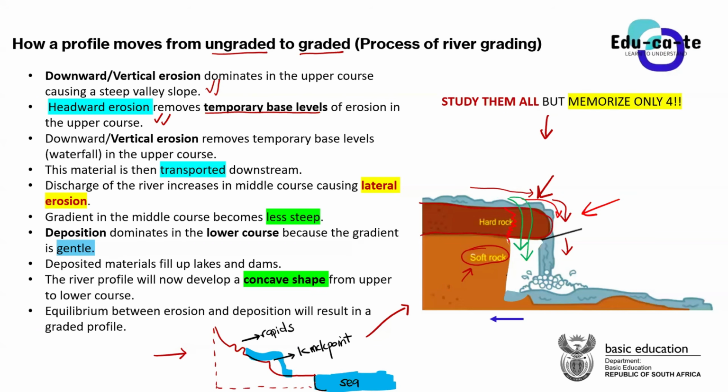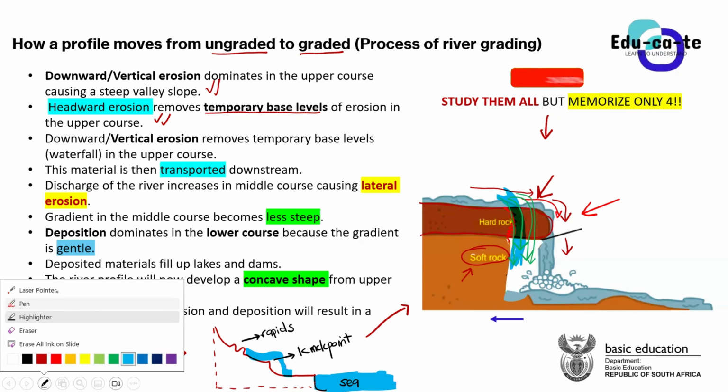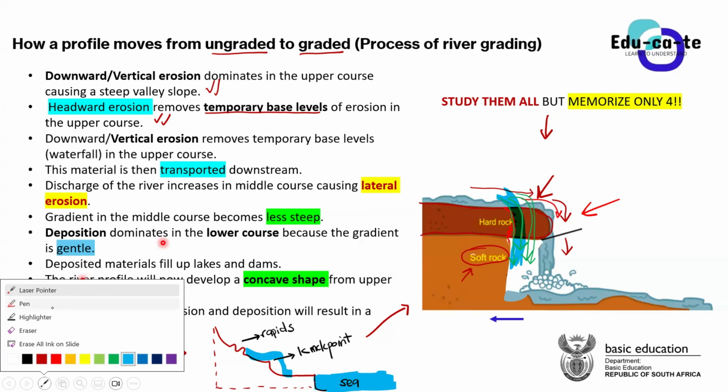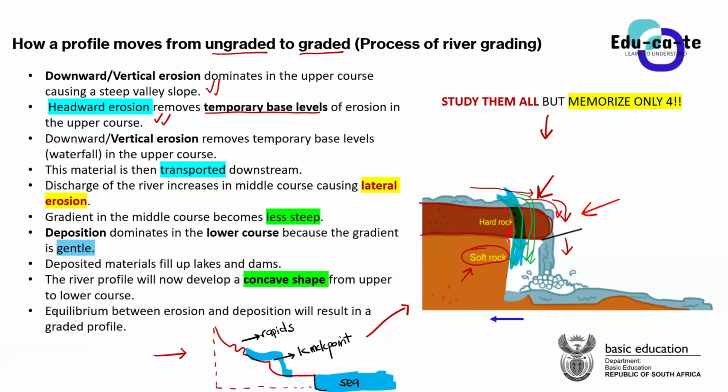Let's just say now the hard rock has broken down. It has broken down because it is left unsupported. Do you guys see that now the water will start falling here at this point? Yes. So in other words, your waterfall has shifted. Your water was falling very far away around this point, but now the waterfall has shifted.